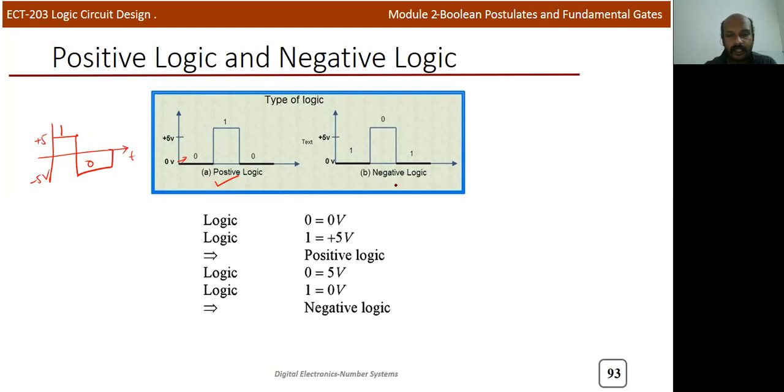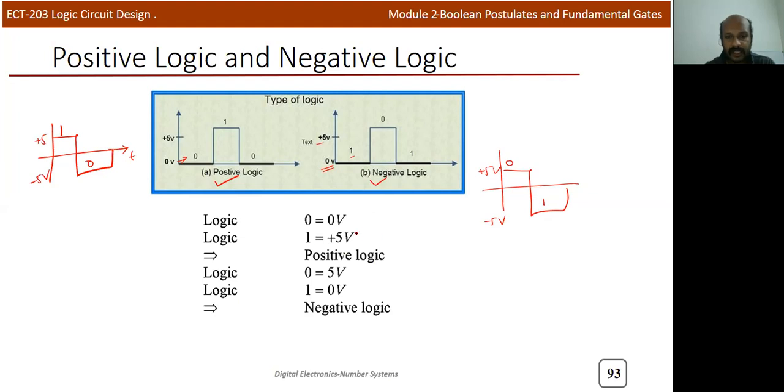And if you take the negative logic concept, the low voltage is actually used to represent logic high, meaning 0 volt is used to represent the binary value 1, and plus 5 volt is used to represent logic 0. Or we can take another example with two values, plus 5 volt and minus 5 volt, where plus 5 volt is used to represent logic 0, and minus 5 volt is used to represent logic 1. This concept is known as negative logic, and the first one is known as positive logic.